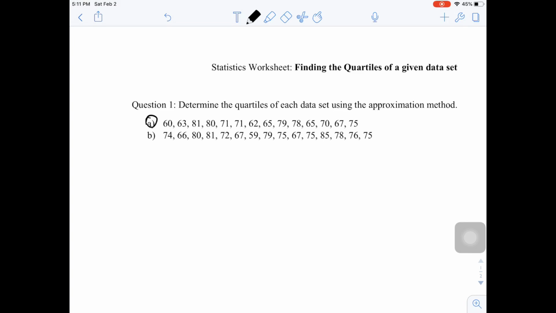When given a dataset, the first question you should ask yourself is, is my data placed in order? Looking at our data, we clearly see that our data is not in order. It is shuffled. So what we need to do is place it in order. We'll get 60, 62.